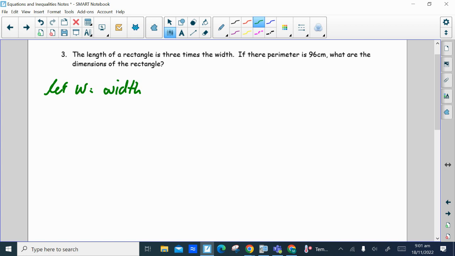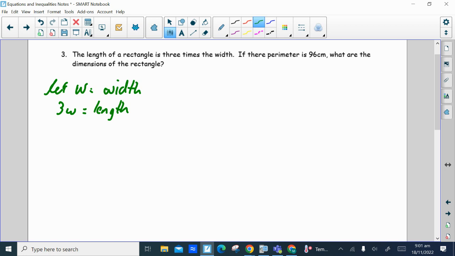Width times 3 or 3 times width, 3w. The length is 3 times the width. So if w is the width, the length would be 3 times that, 3w. So we've set up our variables. Now we're told the perimeter is 96.